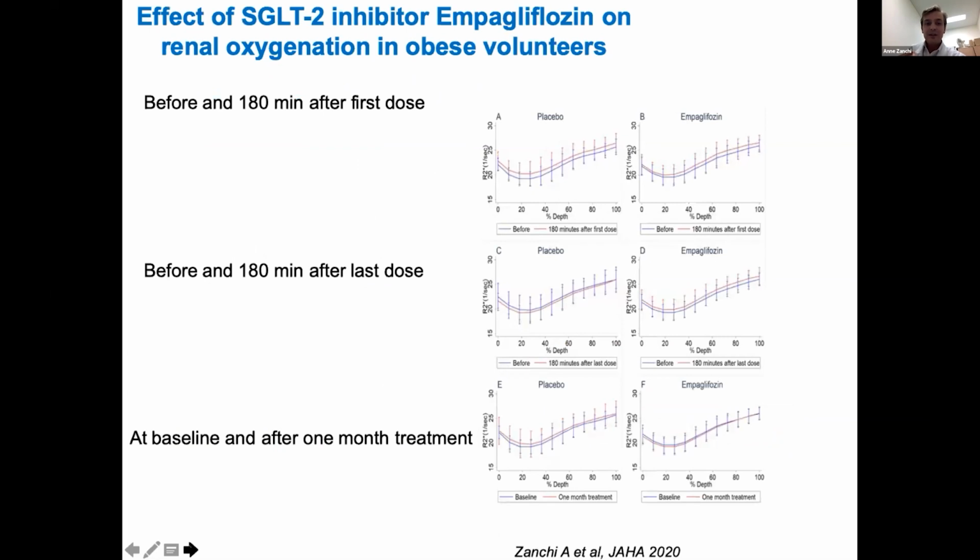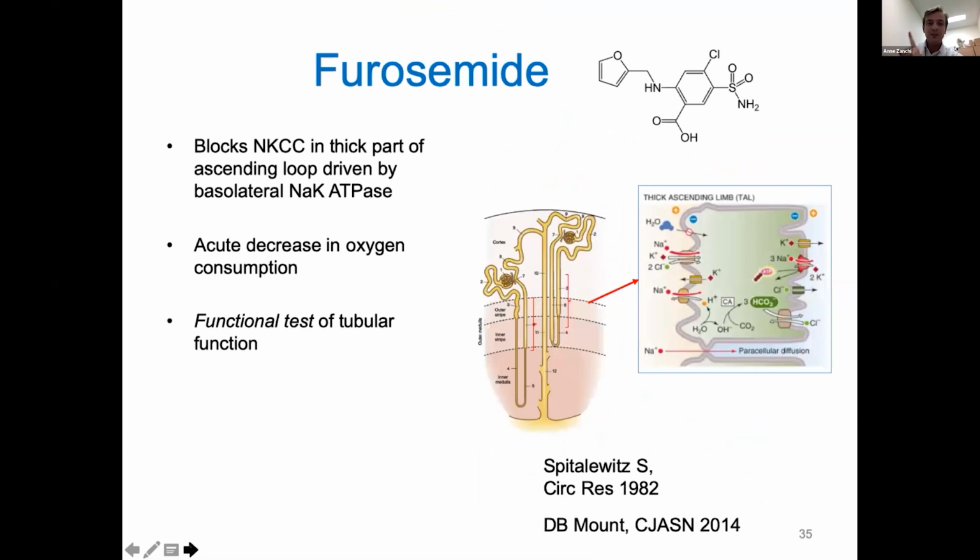Last thing we can do with this, and this is very interesting, is look at the effect of drugs on kidney oxygenation. We speak a lot of SGLT2 inhibitors lately. We did a study in Lausanne with empagliflozin, where basically the R2 star curves did not change at all when giving acutely empagliflozin, repeating this after 1 month of chronic intake. So we concluded that in these obese but non-diabetic volunteers, there was no effect of SGLT2 inhibition.